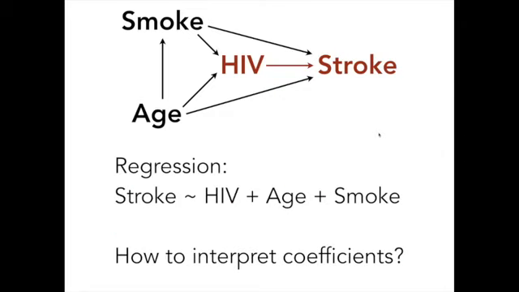Yeah. So you could run a regression predicting stroke as a function of HIV, which is the thing of interest, and then age and smoke are added as control variables. So what this does in a regression model is we stratify by age and smoking, which is what conditioning means in the DAG. I pause for suspense.